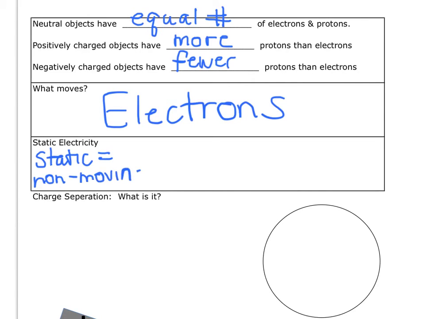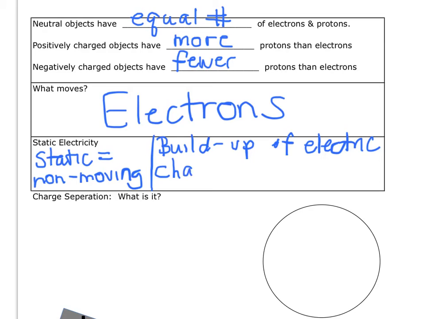And that's more or less what static electricity is. It's usually a buildup of electrons that aren't going anywhere, or charge that's not going anywhere. You get a buildup of electric charge on some object. A great example might be a big cloud, so a huge buildup of excess electrons.